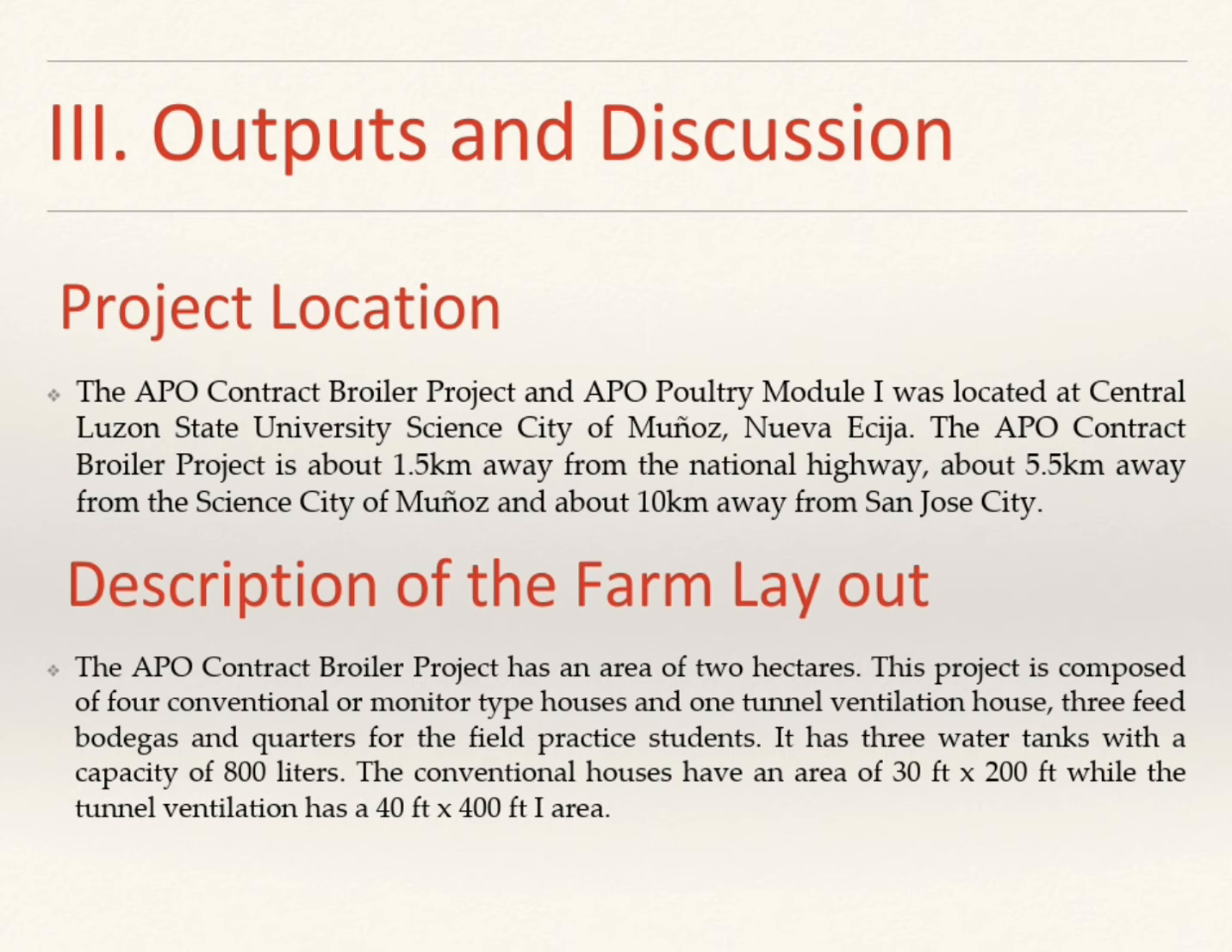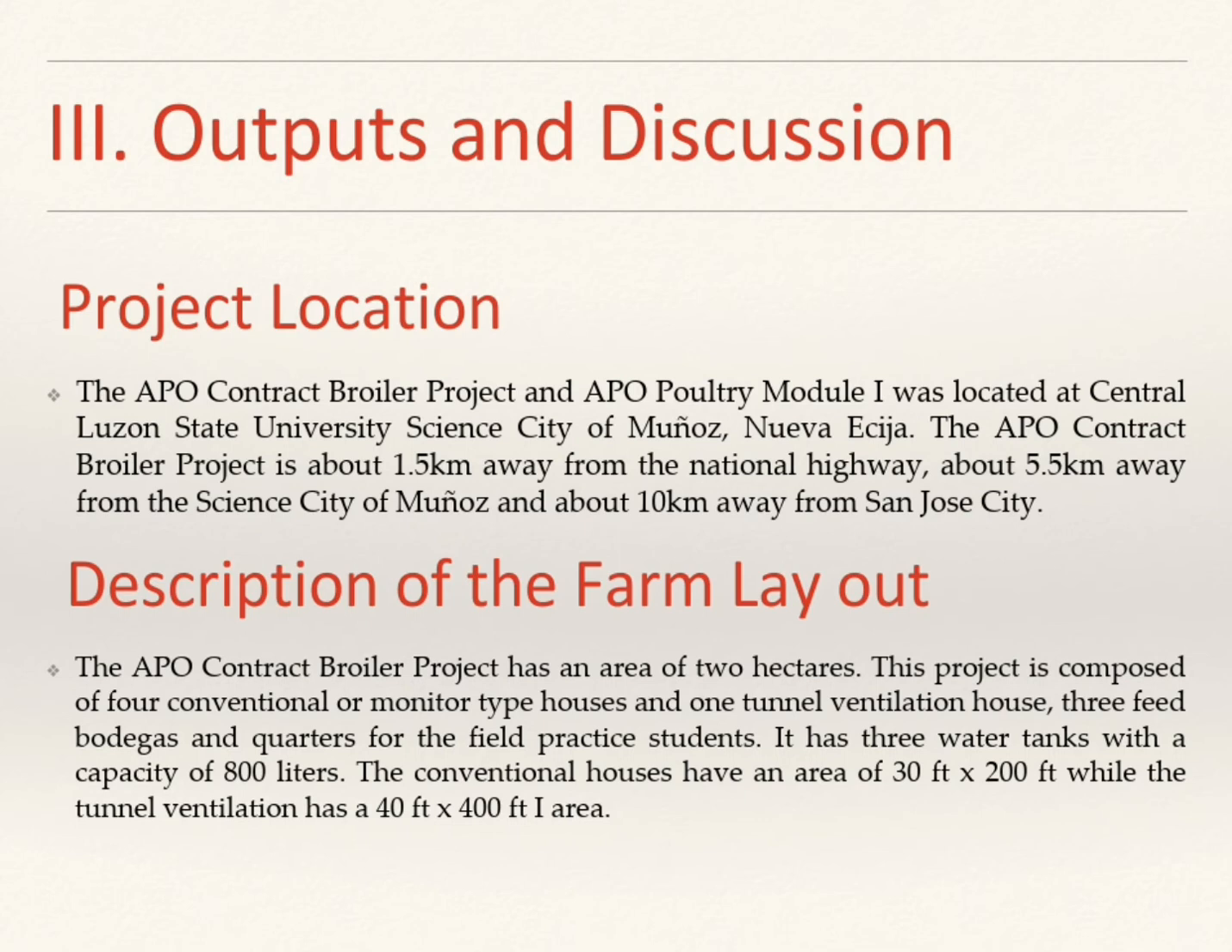So we are in the third part of my discussion, which is the outputs and discussion. The project location and description of the farm layout. The APO Contract Broiler Project and APO Poultry Module 1 are located at the Central Luzon State University, Science City of Muñoz. The APO Contract Broiler Project is about 1.5 kilometers from the national highway, about 5.5 kilometers away from the Science City of Muñoz, and about 10 kilometers away from San Jose City.